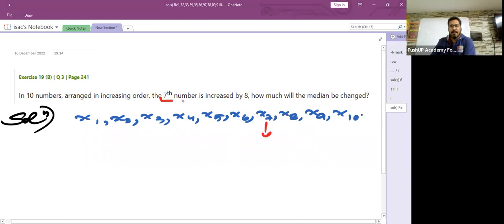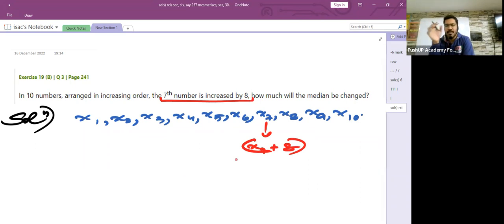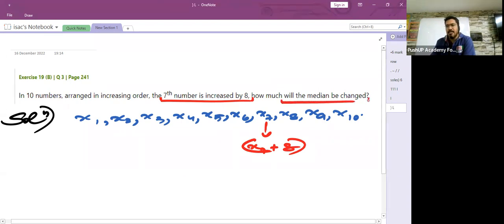The 7th number is increased by 8. That means X7 is becoming what? X7 plus 8. Okay. What was the 7th number? X7. The 7th number is increased by 8. That means X7 will become X7 plus 8. They are asking you how much will the median be changed.